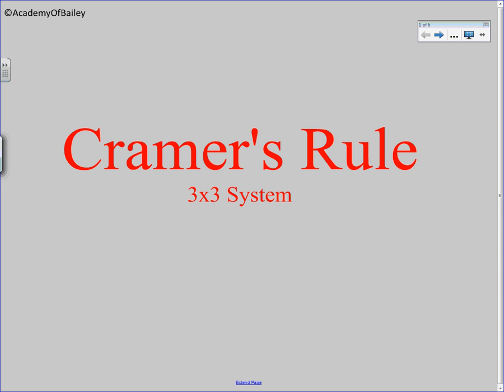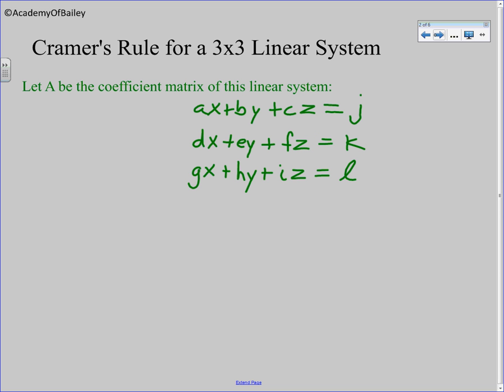Alrighty, here we have Cramer's rule, a 3x3 system this time, which is very similar to Cramer's rule with a 2x2 system, except that it has an extra equation and an extra variable. So once again, this looks very similar to the 2x2. It says let A, so we're looking at matrix A, be equal to the coefficient matrix.